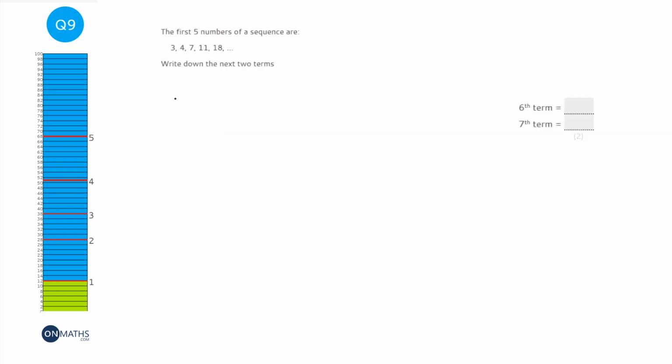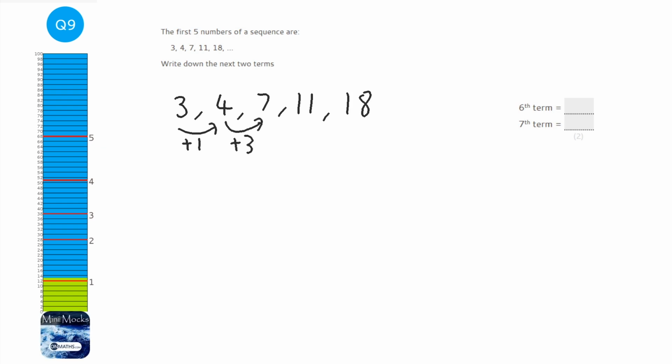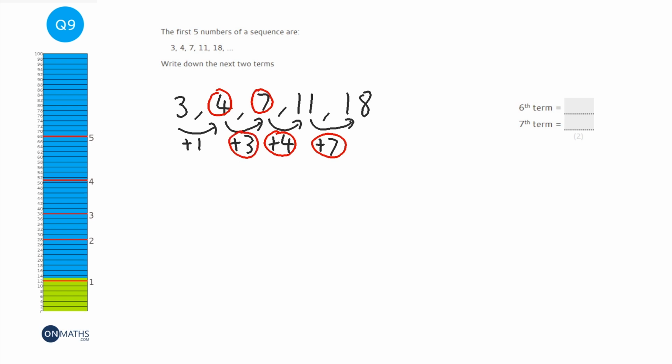With any sequence, the first thing to check is whether it goes up by the same amount. Well, looking at this, this goes up by 1, this goes up by 3, so it's not going up by the same amount. This goes up by 4, this goes up by 7. But something you might notice is this goes up by 7, and yet there's a 7 here. This one goes up by 4, and there's a 4 here. This goes up by 3, and there's a 3 here. This is what we call the Fibonacci sequence.